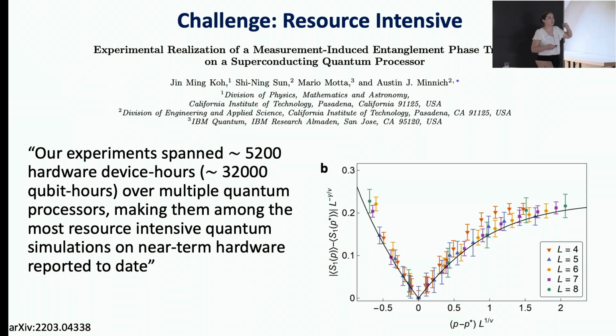But maybe a motivation on how and why we did what we did. This is a recent result highlighted yesterday from the group at Caltech, where they looked at one of these transitions on an IBM machine. I've highlighted one sentence from that paper that caught my attention: the experiment spanned 5,200 hardware device hours, making it the most resource-intensive quantum simulation on near-term hardware. These transitions are really hard to observe. They require averaging over many, many circuits, system sizes large enough to avoid finite size effects, and long measurement times in order to see the long time behavior you're interested in. So this was really a brute force way of doing it.